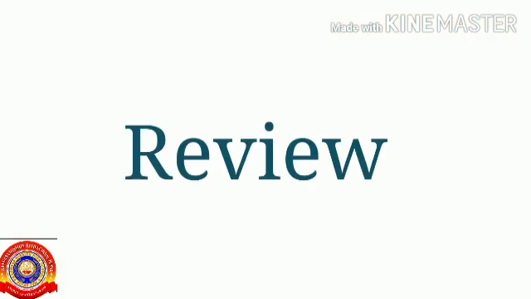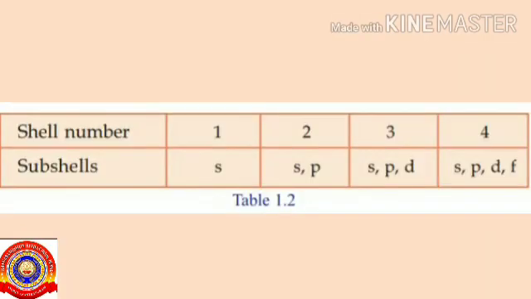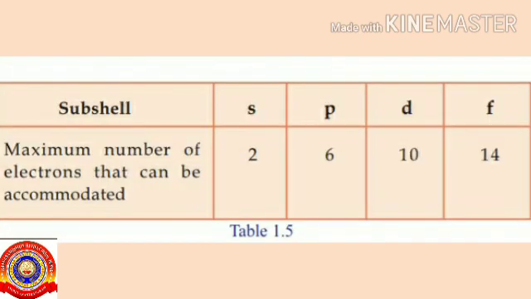So students, what we learned today? We learned about relation between shells and subshells and the number of subshells present in each shell and the maximum number of electrons accommodated for S, P, D and F subshells.